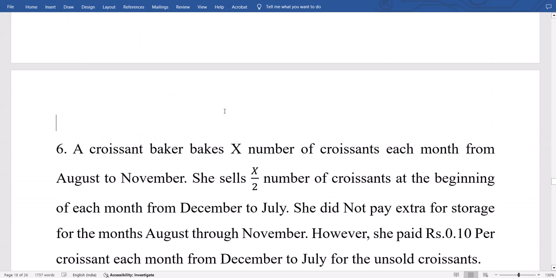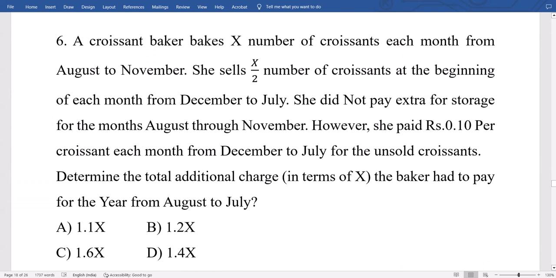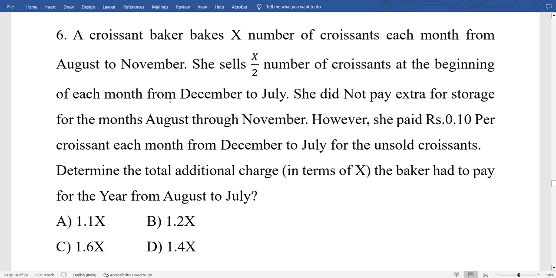Now see the sixth question. Don't look at the length of the question. Length is bigger, okay, but the question approach is very simple. A bakery shop bakes X number of croissants each month from August to November. So it is baking X number of cakes, let us say, each month. August X, September X, October X, November X. So totally 4X are available.